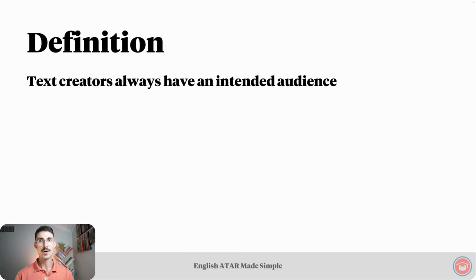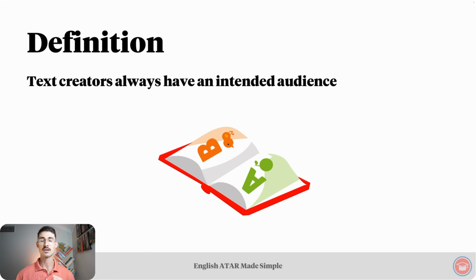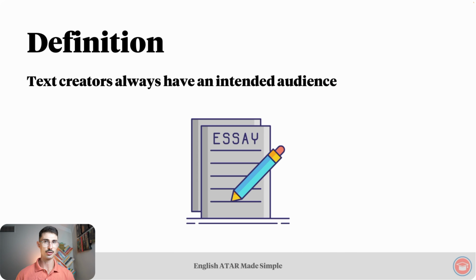Text creators always have an intended audience in mind when they're creating a text. For example, an author of a kid's picture book will use simple diction because the author knows kids will be reading or listening to the book. Another example, a law student will use legal jargon in their essay because the law student knows that their law professor will be reading that essay, will be marking it. In other words, the text creator tailors the language they use based on their intended audience.